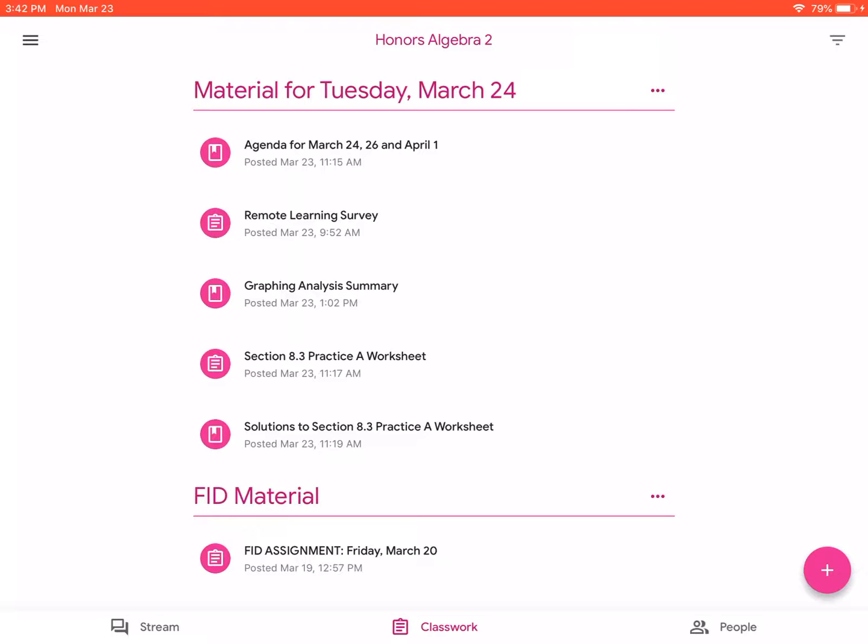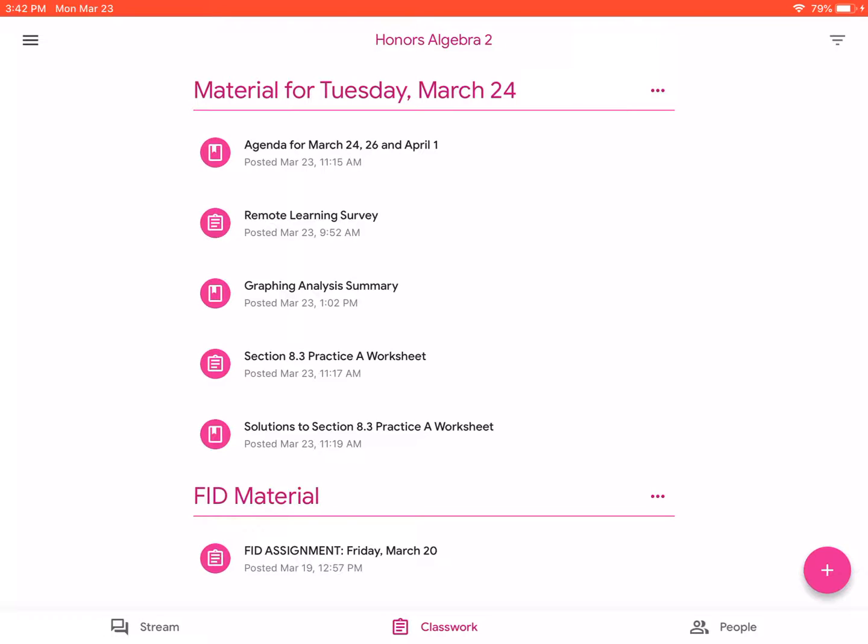And then there's a survey underneath that, and that survey is just a little remote learning survey as to how everything has been going for you with the FID days. I just ask a couple of questions in there. That's not graded. It's just an informational survey for me to use as I make my lesson plans for next week.